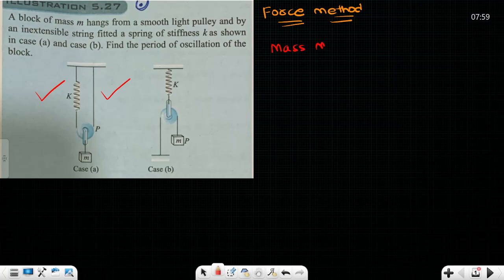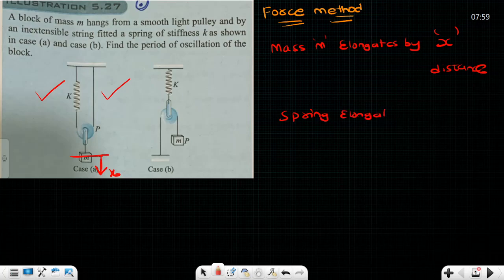Mass m elongates by x distance, or not, instead of elongation call it as movement. Just mass m is moved from its position by x. Got it? Now if mass m moves by x, from the previous discussion, spring elongates by 2x distance. Okay, so spring is elongating by 2x distance.